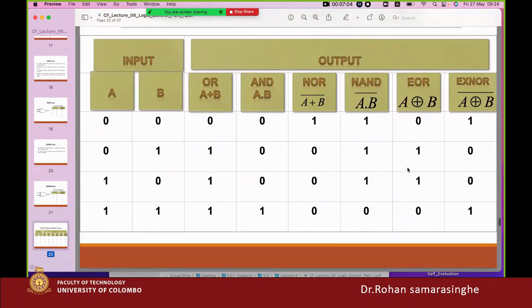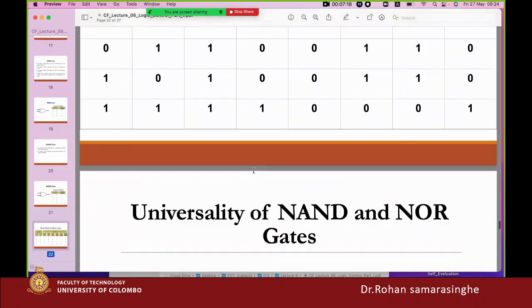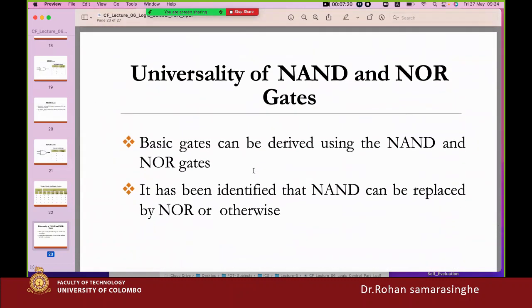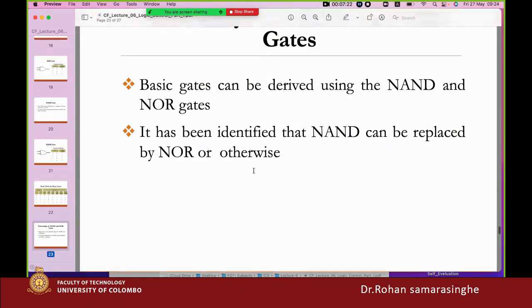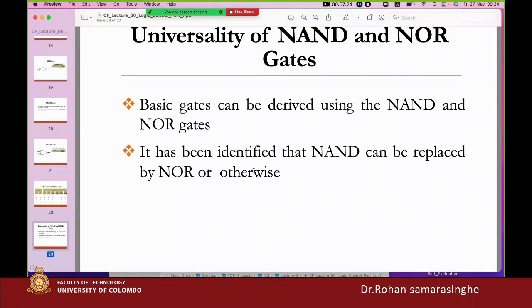So then you can get the summary of all the gates: OR gate, AND gate, NOR gate, NAND gate, and XOR and XNOR gate. Here likewise you can get universal NAND and NOR gates. What are these universal NAND and NOR gates?